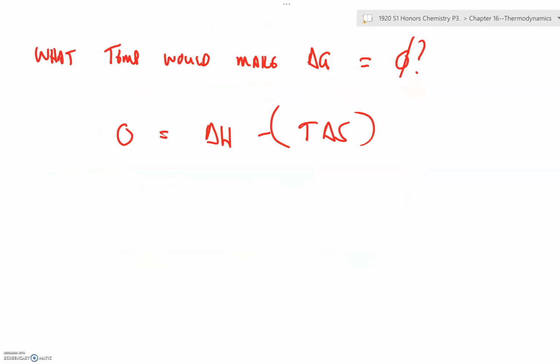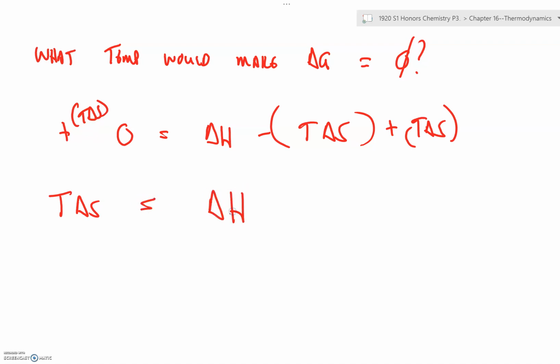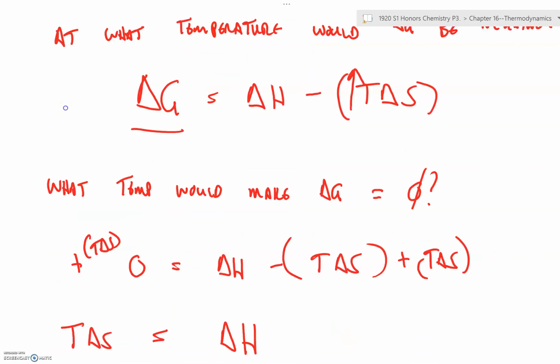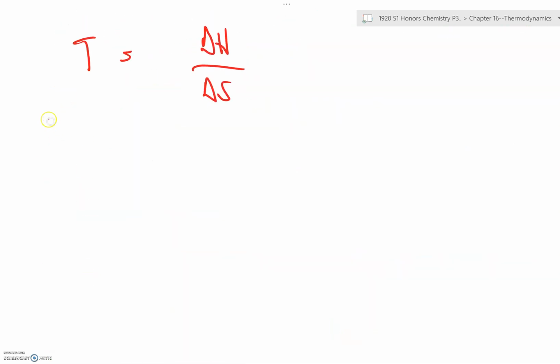So let's take a look at this equation now that delta G equals 0. If delta G equals 0, well, let's take care of the T delta S. We're simply going to add the quantity T delta S to both sides. So now what we have is T delta S equals delta H. Well, what's T? Delta H over delta S. You already know delta H and delta S. They're right here. They were given to you in the problem, the one that we started with.